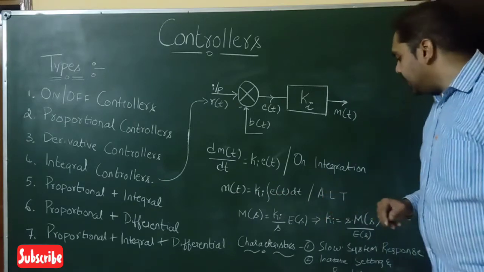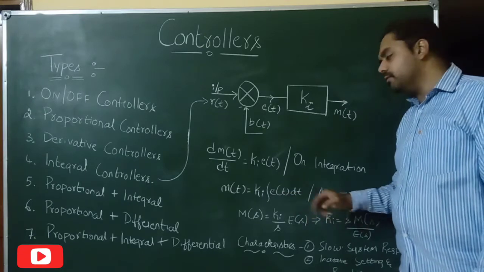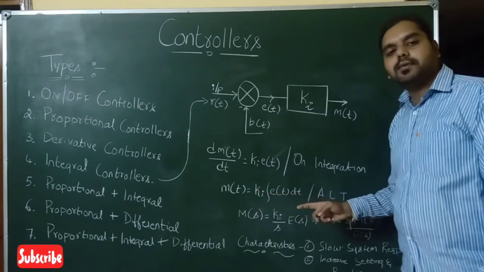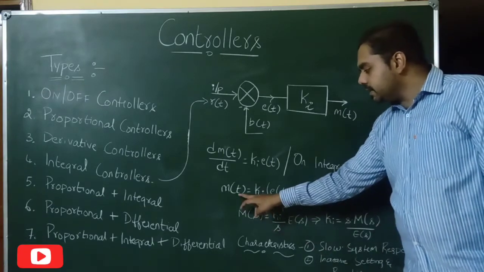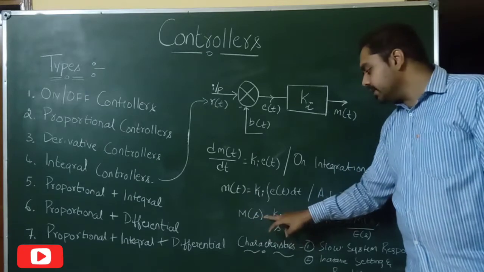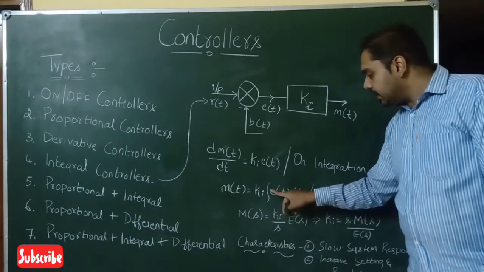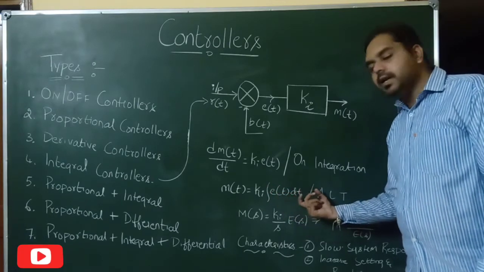Now we will apply the Laplace transform on both the LHS and RHS of this integral equation, so that we convert all these variables from the time domain to the frequency domain. On the LHS, we will write m of t as m of s. This is equal to k, which is a constant, so we retain it as it is. Now we have this integral containing e of t into dt.